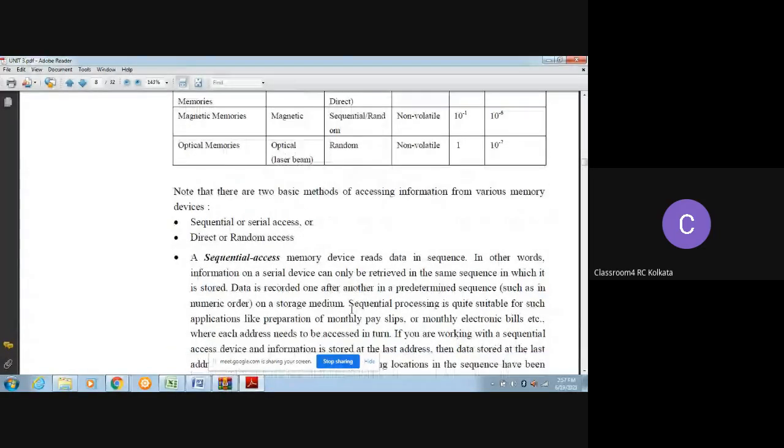Okay, here I have two more concepts. That means two basic methods of accessing information from the various devices. One is sequential or serial access and another is direct or random access. What is this? Sequential means one after another, right? So suppose I want to fetch data from an array. Array means a list of data, say 1 to 10. 1 to 10 is my list of data, and I want to fetch the key, that means the number 5.